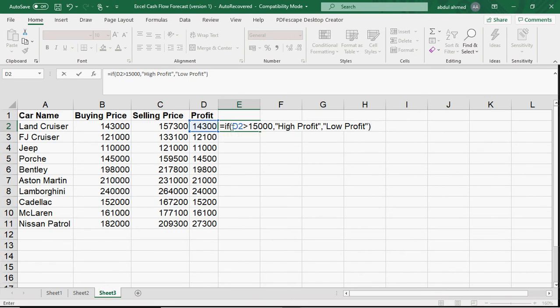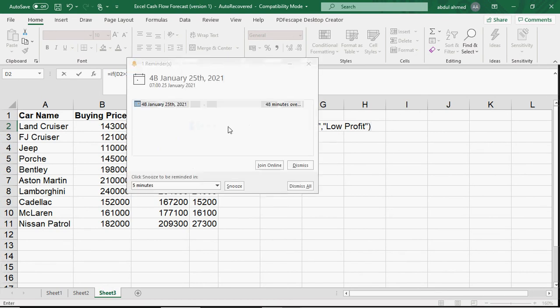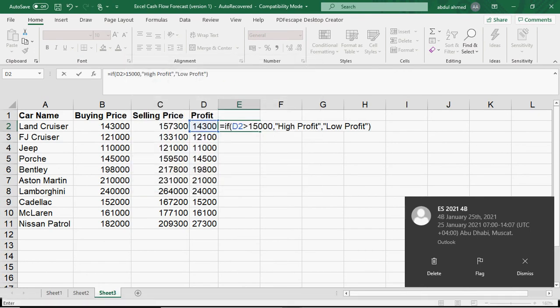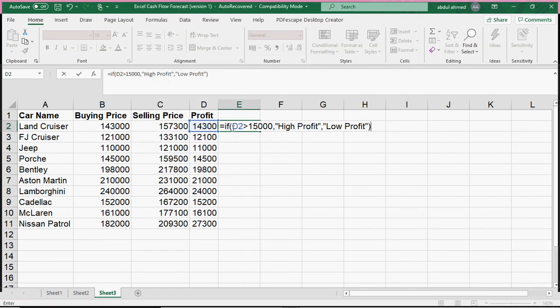So I'll explain this again. Equals if D2, that means whatever is in D2 is greater than. Always take your signs properly. Okay, left side, crocodile fingers, your two fingers make a less than. Right side, two fingers on the side, greater than. If D2 is greater than 15,000, show me in this box the words high profit. But if it's not, show me low profit.